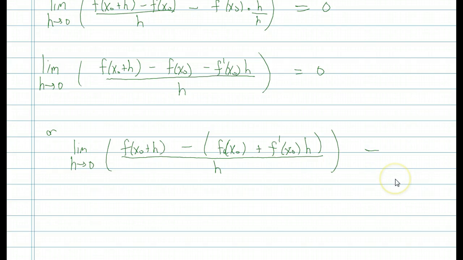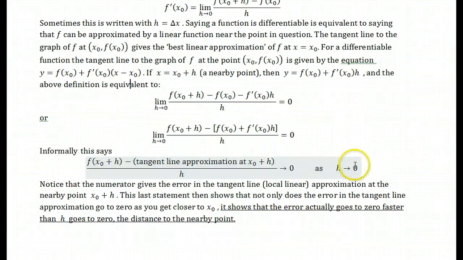Now, why do we go through all of this painstaking work to rewrite that? Because we saw just a minute ago that this expression is the tangent line approximation at the nearby point. It's the tangent line approximation at x sub 0 plus h. So this is showing that the value of the function minus its tangent line approximation, divided by the distance to the nearby point, must approach 0 as h approaches 0. And that's what we've seen in the handout.